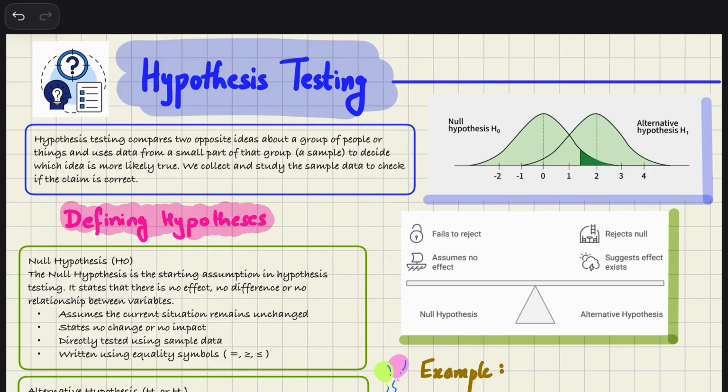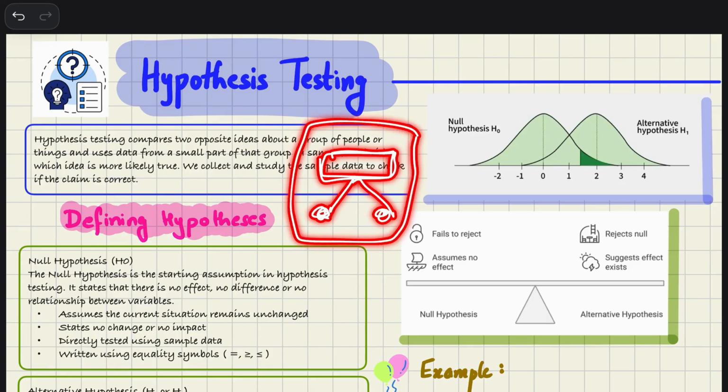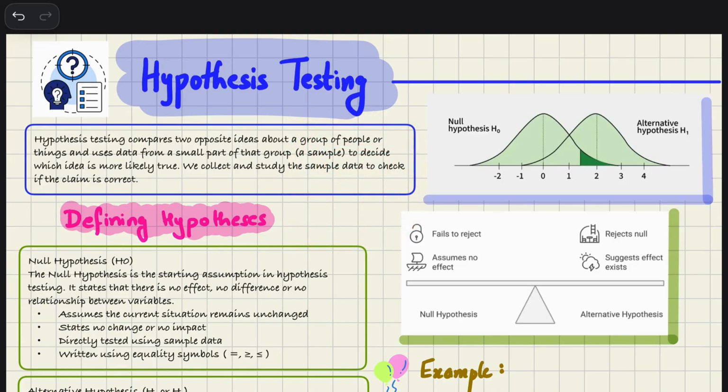Let's understand the basic thing. Hypothesis testing compares two opposite ideas about a group of people or things, using data from a small part of the group, that is the sample. So we have two opposite ideas and we have one sample. Either this would be true, or this would be true. And in order to identify which one is true, we use hypothesis testing. That is what it is called. There are two things we need to understand.